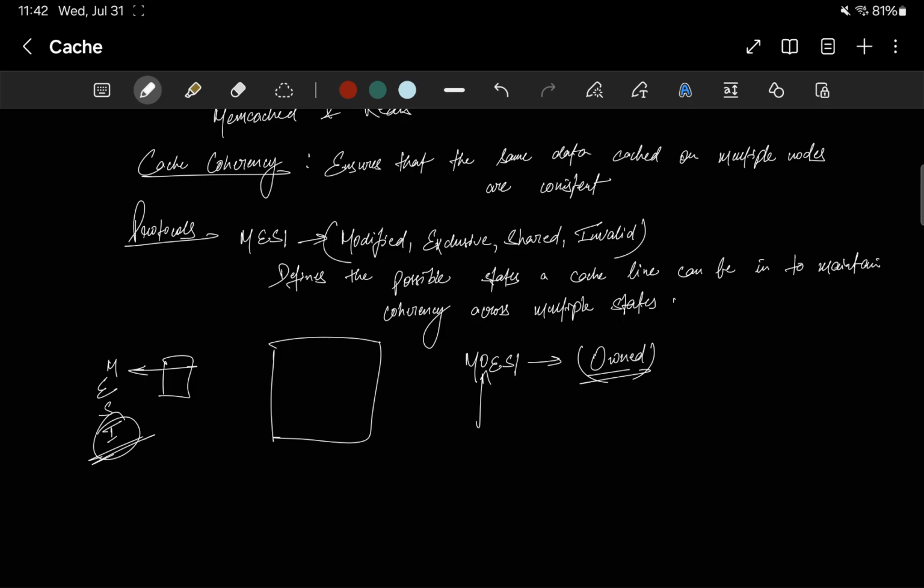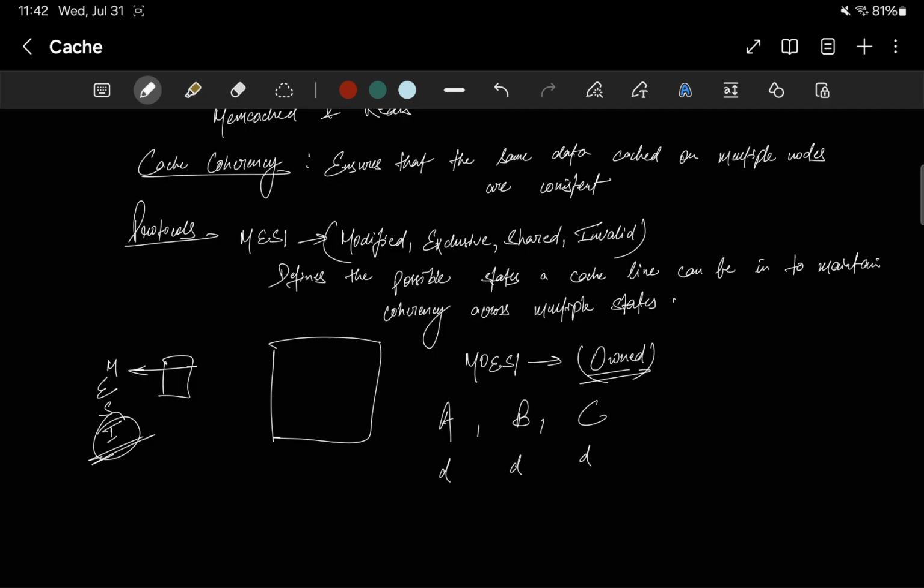This state optimizes write back operations. So if we have this MOESI protocol, it optimizes write back operations. How? Let's understand with an example. Imagine a scenario in a distributed caching environment with 3 nodes. There are 3 nodes, A, B, C. Each node has a cache containing a specific piece of data. Let's say there is data D.